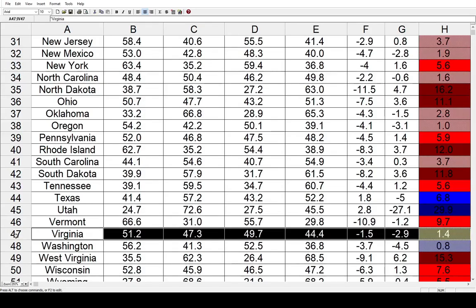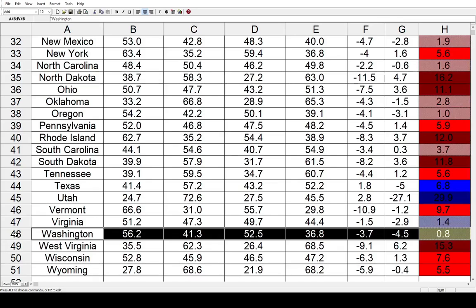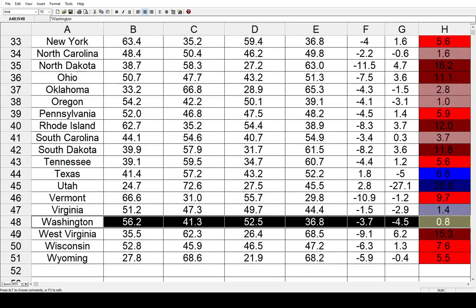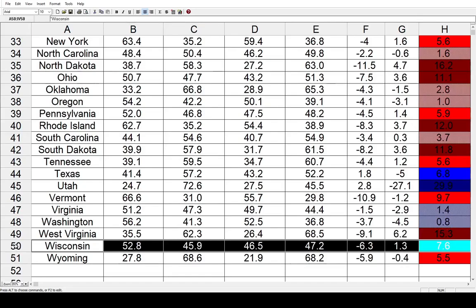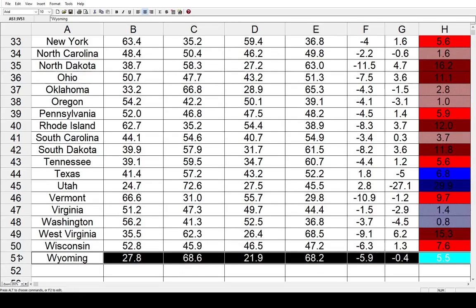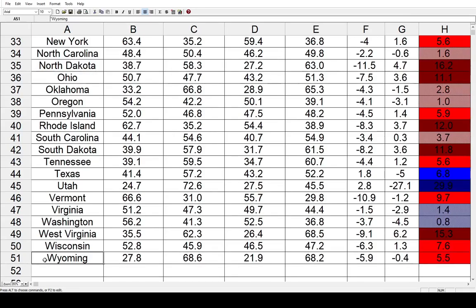Virginia, that state got a little bit bluer by 1.4%. Washington as well, small change there, only 0.8 toward the Democrats. West Virginia was becoming one of the reddest states in the country, and we see it moved another 15.3 toward the Republicans. Wisconsin, Donald Trump was able to flip that state, and it shifted 7.6 in favor of the Republicans. And finally, the last state is Wyoming. That's already a red state, but it went a little bit further toward the right by 5.5 points. So those are all of the states and all of the shifts.